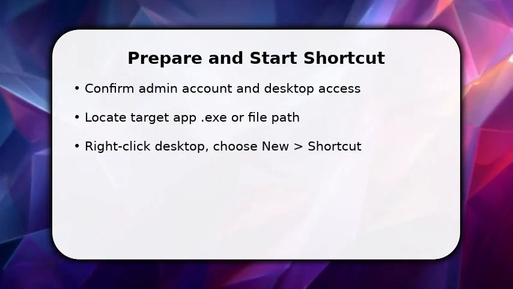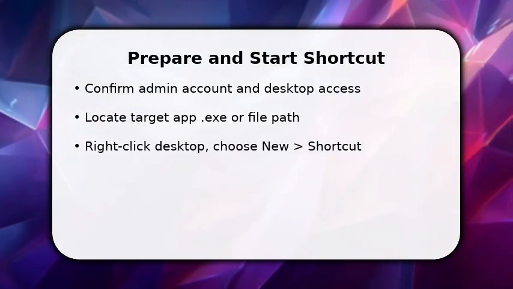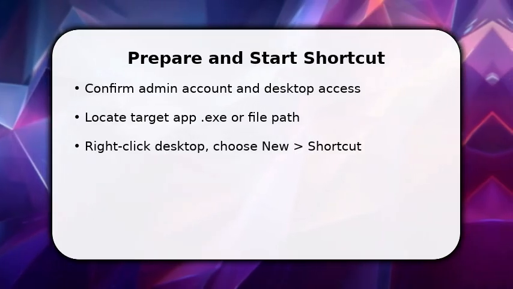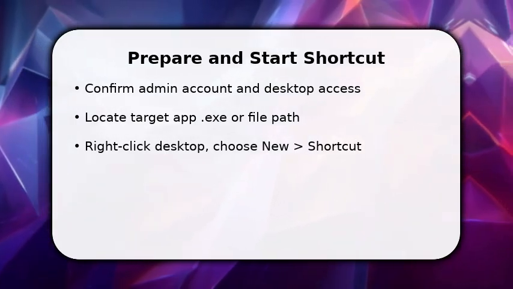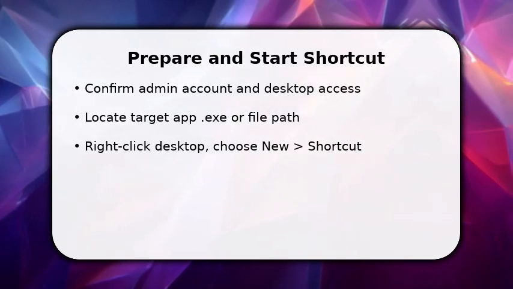You'll begin by making sure you can create items on the desktop and you know the target application's path. Once you have admin rights and the exe or file path, right-click an empty desktop area and choose New, then Shortcut so you can start a shortcut wizard.